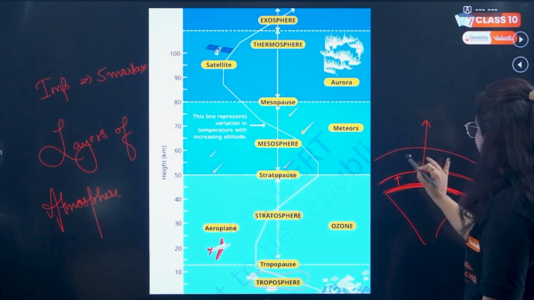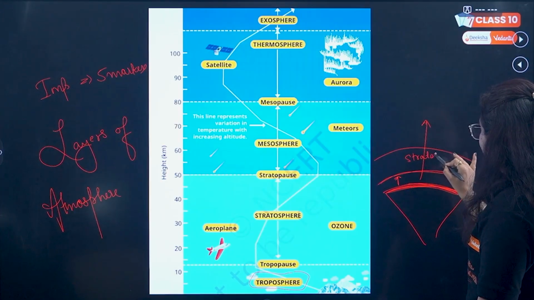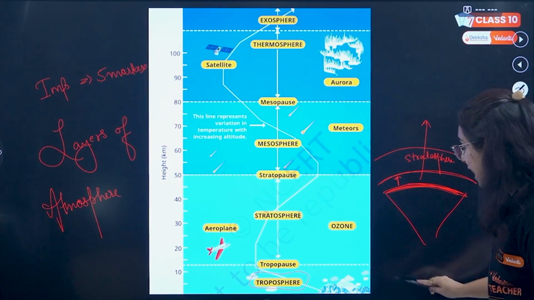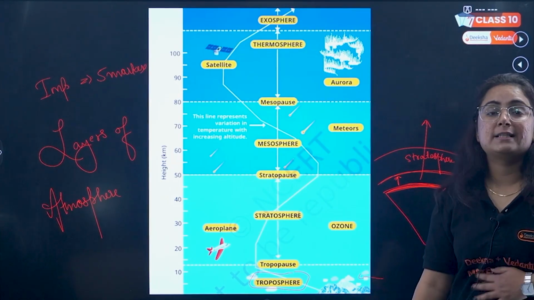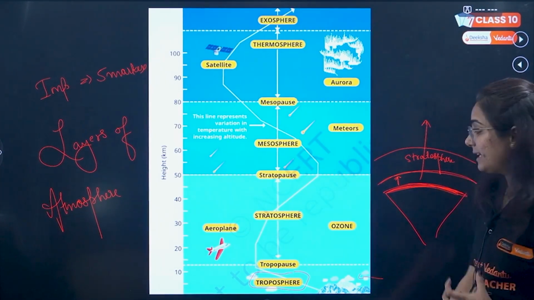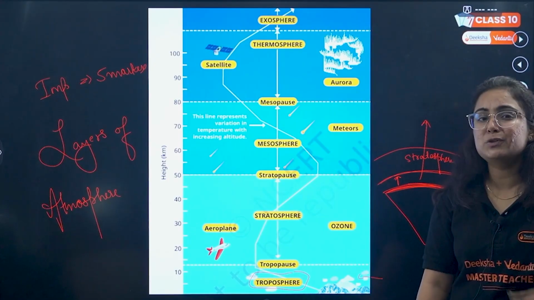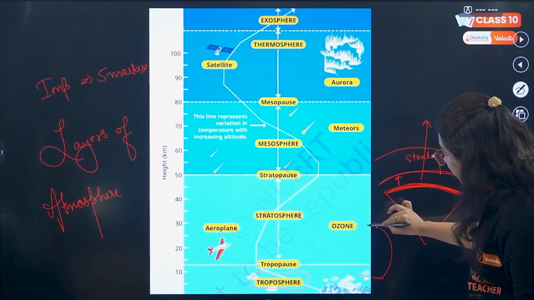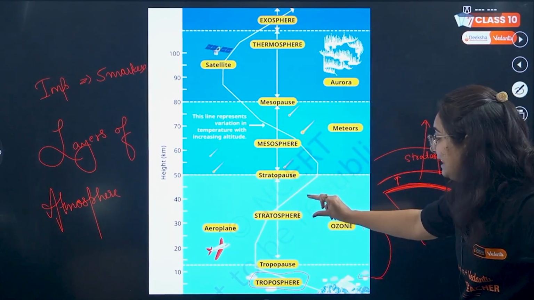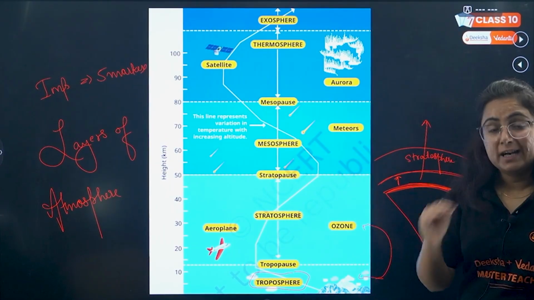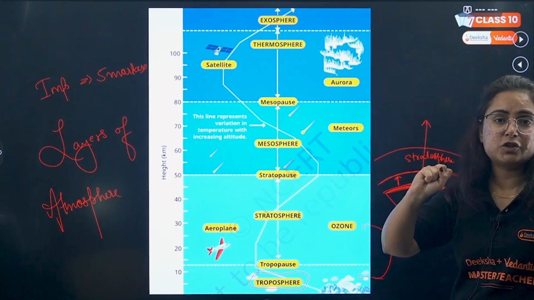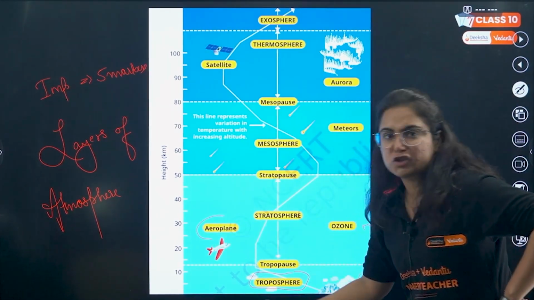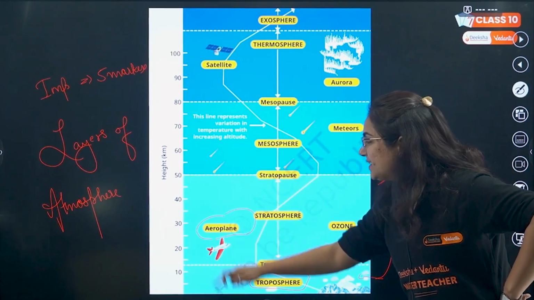The second layer is stratosphere. Let me tell you, beta, all the weather conditions like formation of clouds, the presence of water vapors, everything is in troposphere. Rain happens because of troposphere, etc. Then we move above. When we move above, there is the second layer, that is stratosphere. Because in this layer there are no weather conditions which can distract the airplanes, all the airplanes fly here.